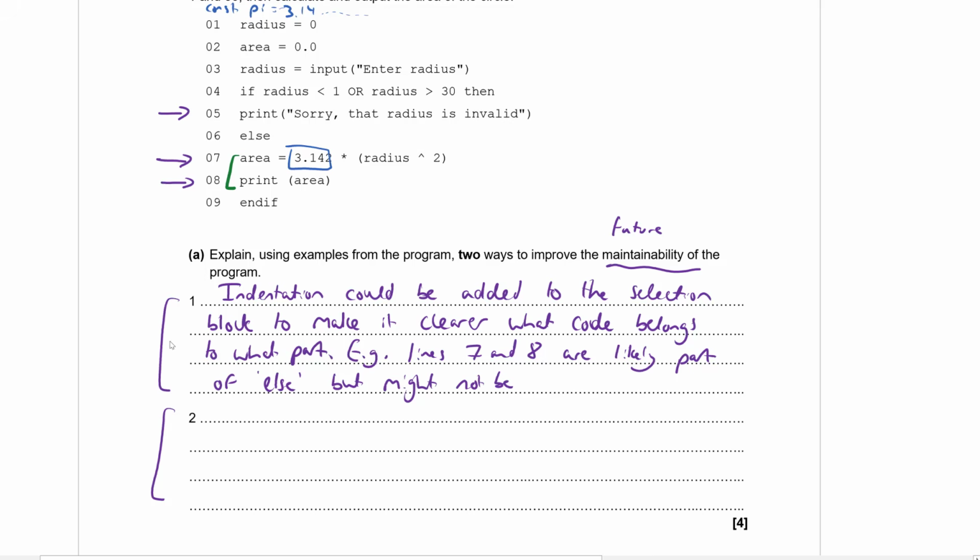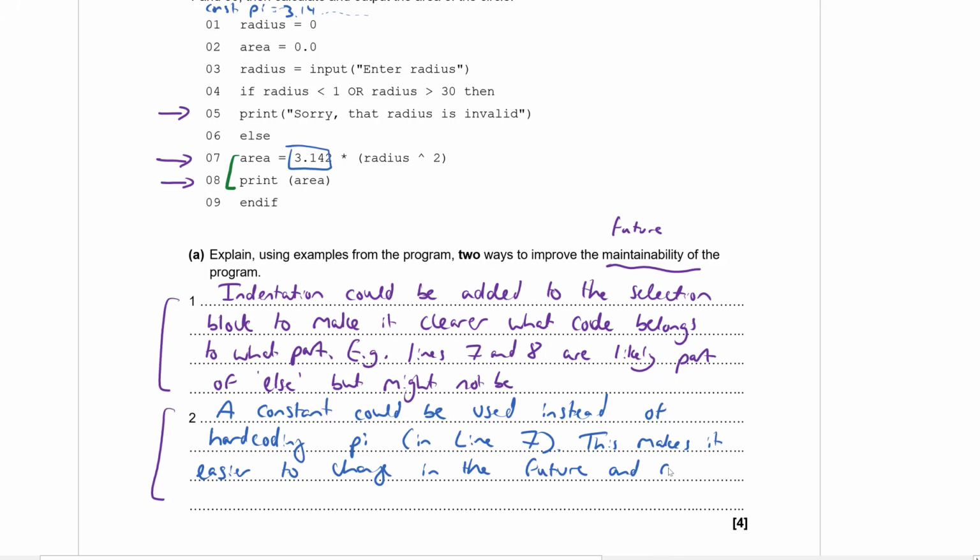So let's say a constant could be used instead of hard coding pi. Hard coding is when you actually put a value and you set a value. It makes it harder to change it in the future, which is what I've just said, and also it reduces the likelihood of it being changed by mistake.